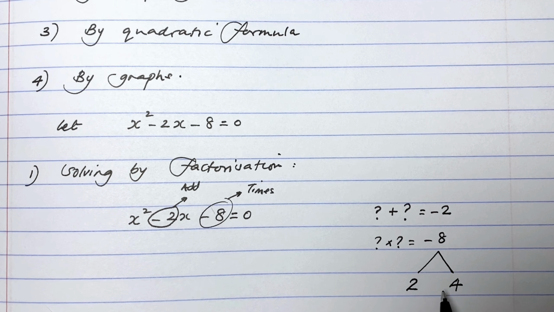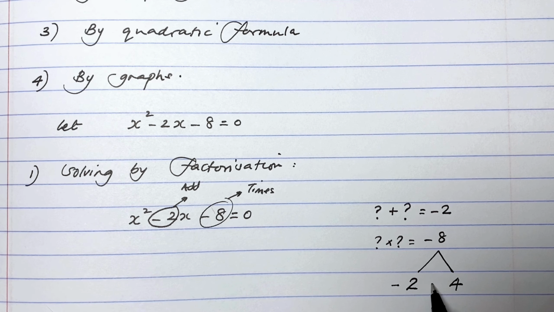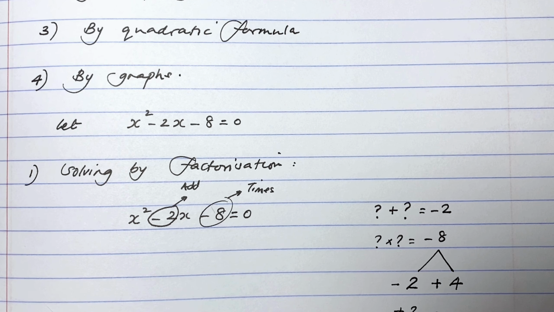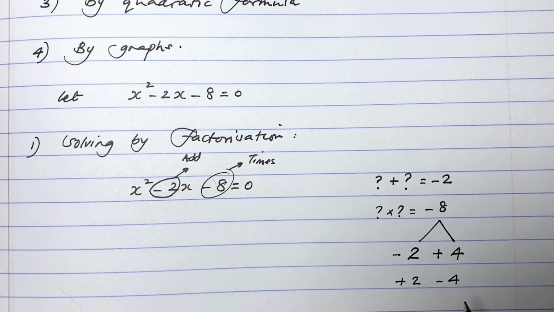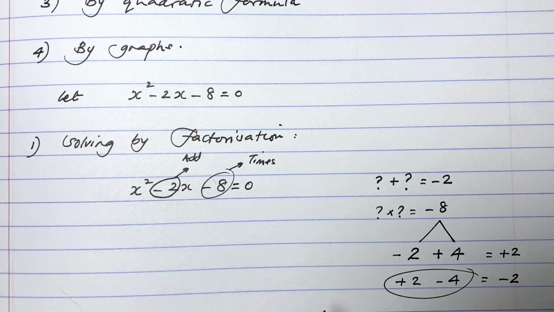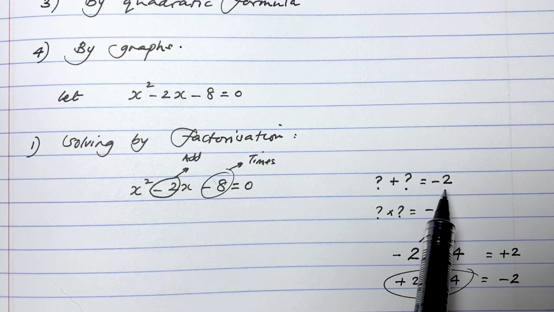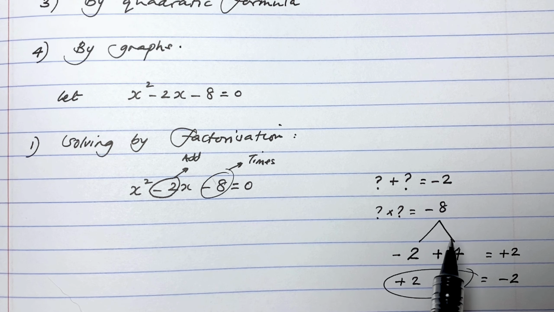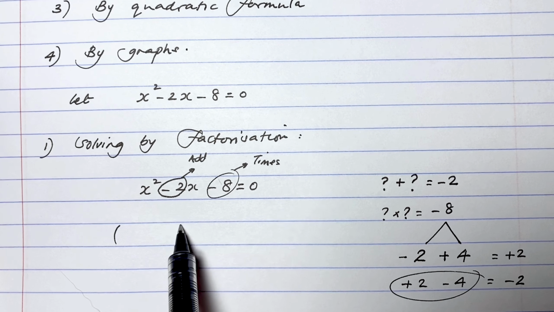2 numbers that multiply to give me -8 are either -2 and +4 or +2 and -4. See, these 2 add up to +2, these 2 add up to -2. So this would be my correct choice, because they add up to -2 and they multiply to -8. So here we go for the factorization.